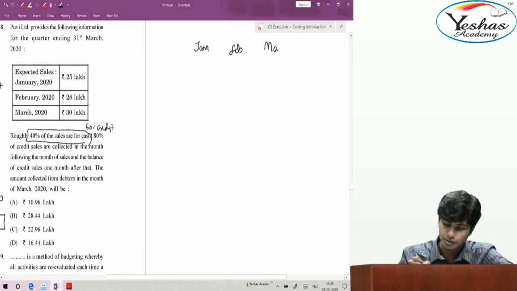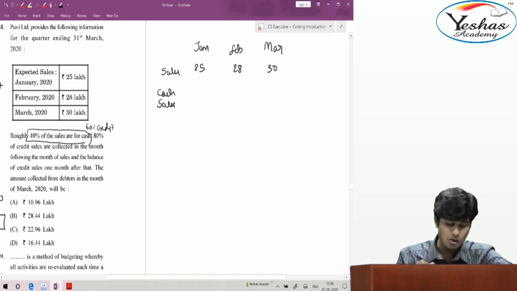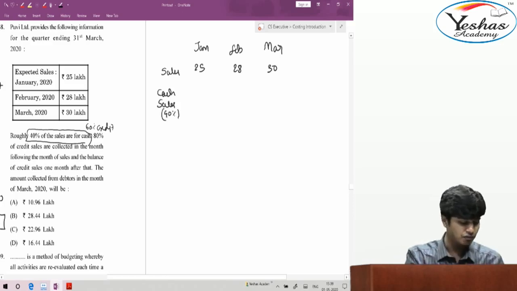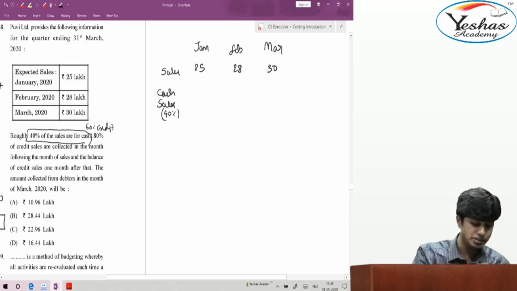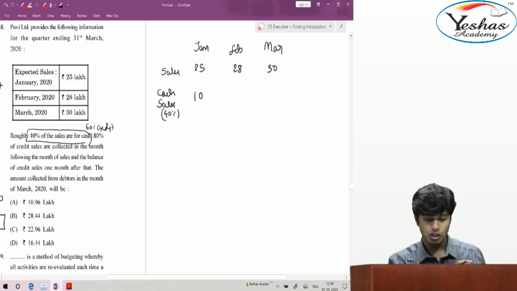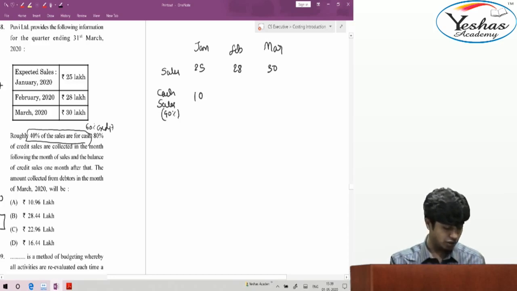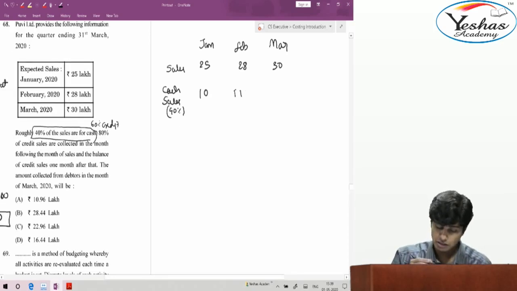So I'll write like this: January, February, March. So how much is our sales? 25, 28 and 30. Out of this, there will be a certain amount of cash sales. How much is cash sales? 40%. 25 into 40%. That gives us 10. 28 into 40%. That gives us 11.2. 30 into 40%, that is 12.